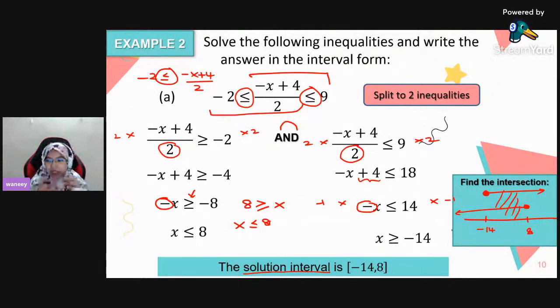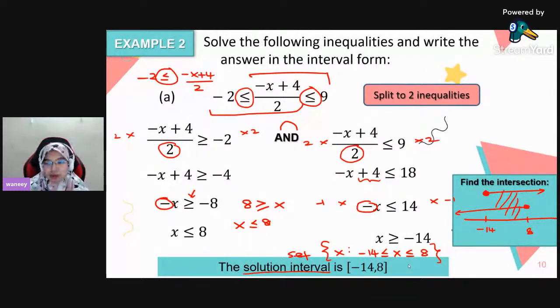So you must write it down in brackets. The one in brackets is the solution interval. If it is a solution set, then you are going to say x such that negative 14 is less than or equal to x less than or equal to 8. So that is the solution set. You must write it in set form. Okay, so done with number 2A.